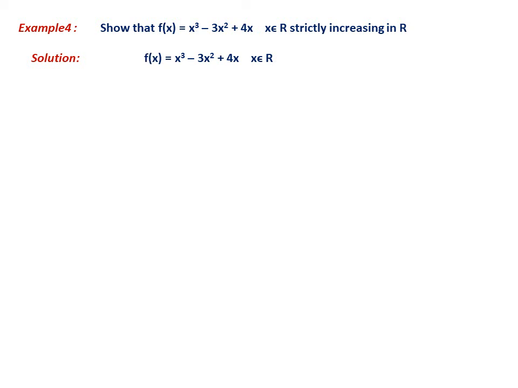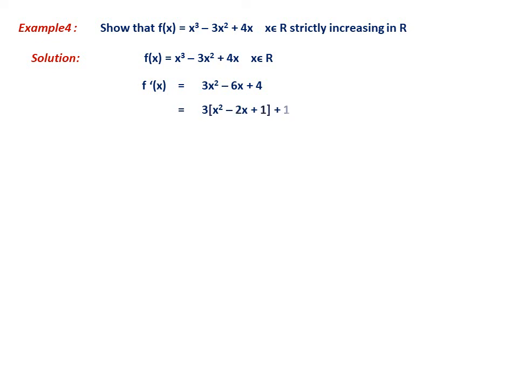Next, example 4. Show that the function f of x equal to x cube minus 3x square plus 4x is strictly increasing in R. That means we have to show that f dash x is strictly positive. So we have f of x equal to x cube minus 3x square plus 4x for all x belonging to R. Let us find f dash x. So it is 3x square minus 6x plus 4 after differentiation.